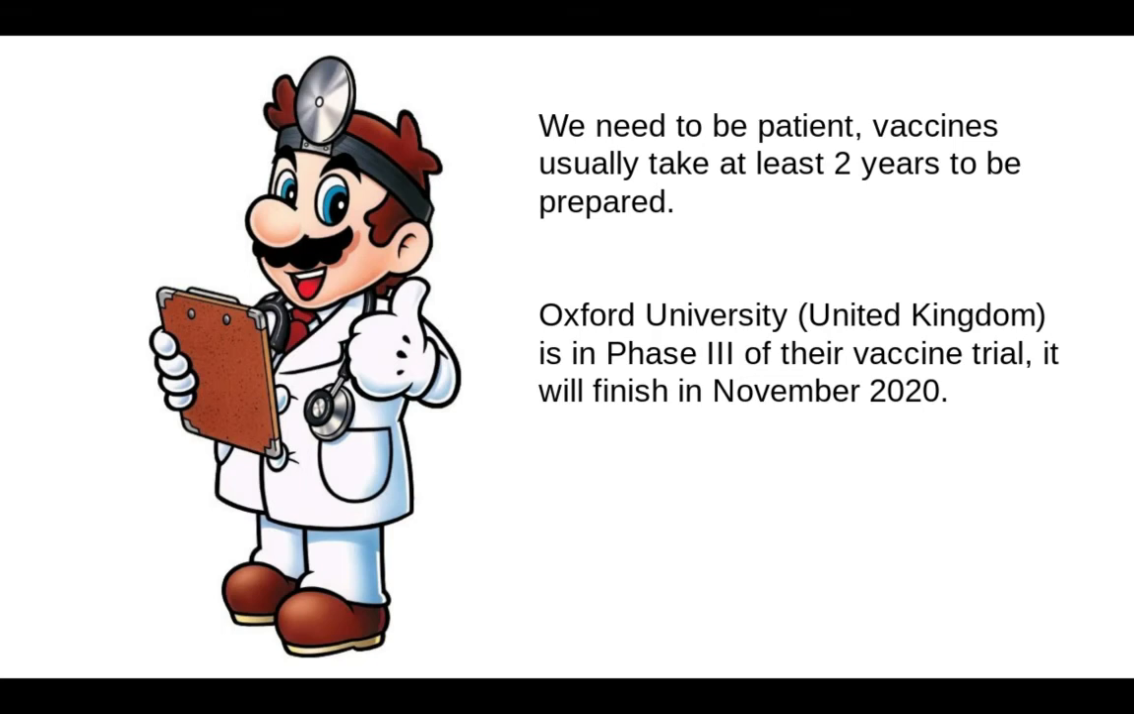Other organizations are also coming up with a vaccine. There's an institute in the United States called Moderna. They started phase 3 quite recently, but it's believed that Oxford University are the most advanced, okay?